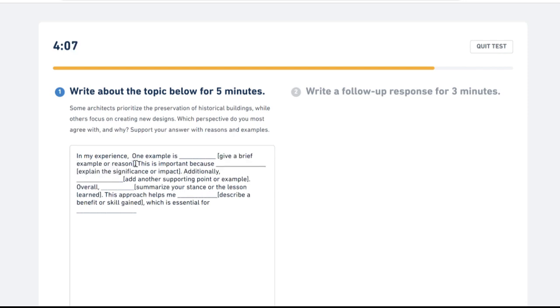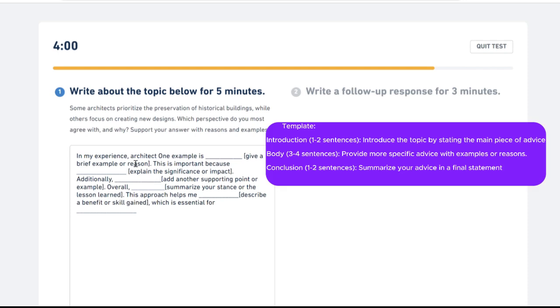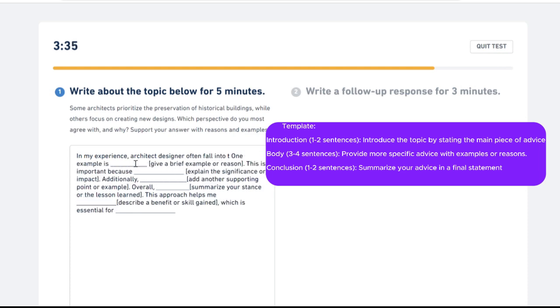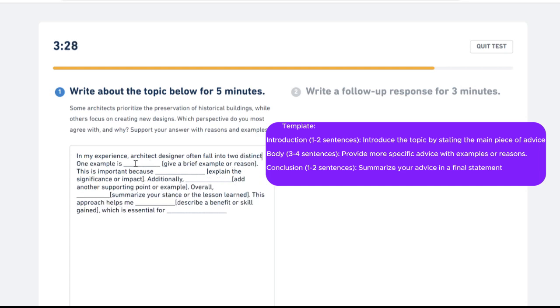Some architects prioritize the preservation of historical buildings while others focus on creating new designs. So always find keywords here, right? If you don't find keywords, you cannot write your interactive writing within 5 minutes. So here is a template. Now your story begins here. Find keywords like historical buildings and new designs, and mention most of them here. Do you agree or disagree with this notion? Support your answer with reasons and examples.